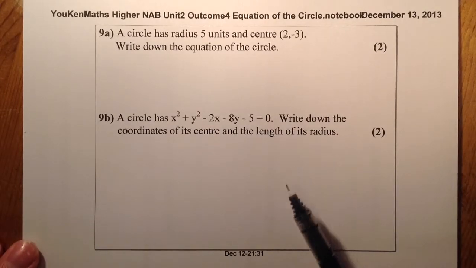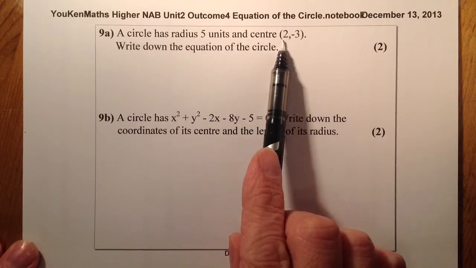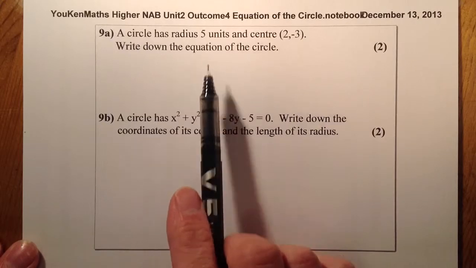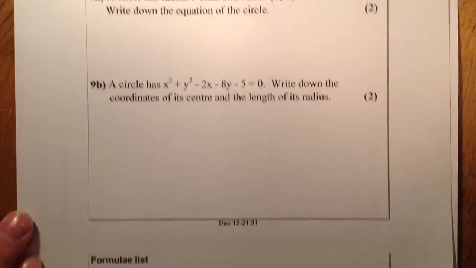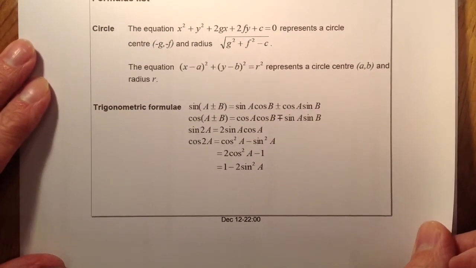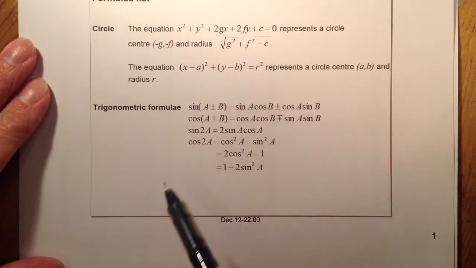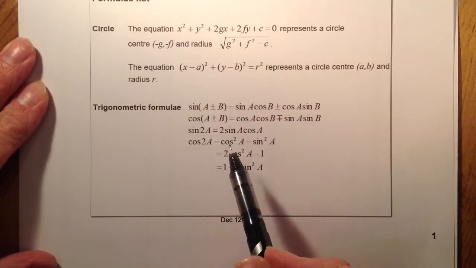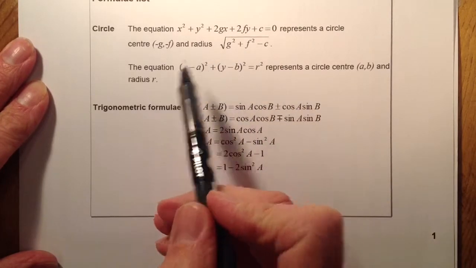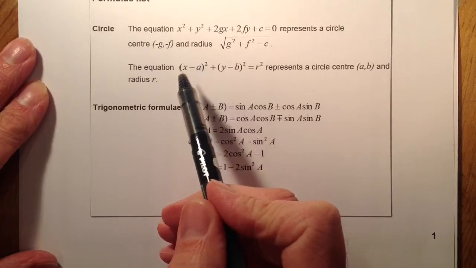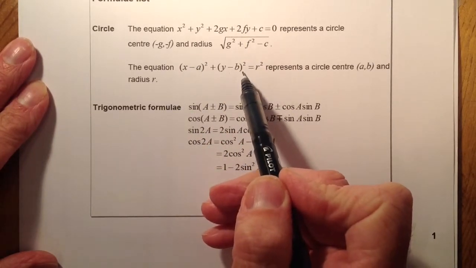We've got question 9. A circle has a radius of 5 units and a centre (2, -3). Write down the equation of the circle. So what I do know is that we have a formula list, and on it I've got 2 equations of the circle, the 2 equations that I know. I've been given the radius, and I've also been given the centre. Looking at the equations, certainly this one here will work best.